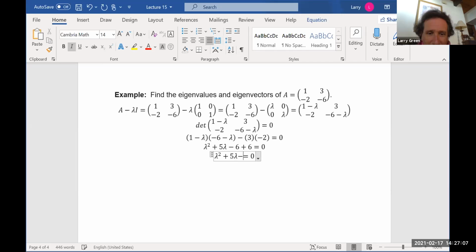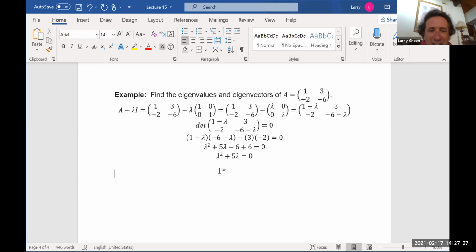And the minus 6 plus 6 goes away, and you get lambda squared plus 5 lambda equals 0. I'm hoping you're relaxed now because it's actually math that you can all do without hardly thinking. Do you agree? Other than the fact that it's a Greek letter.